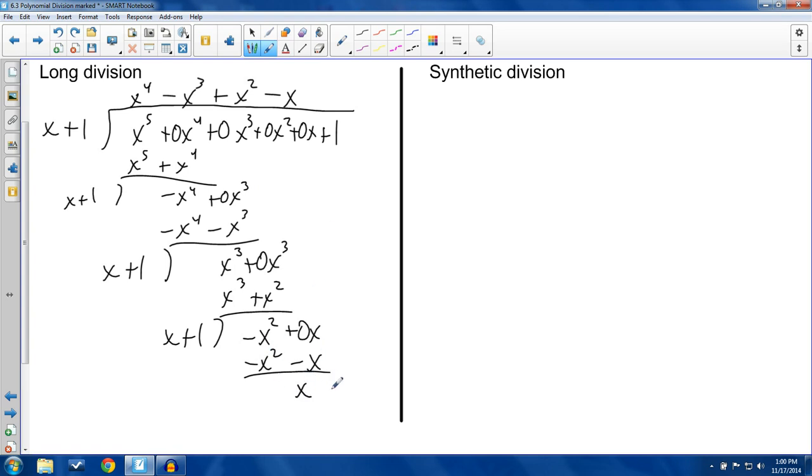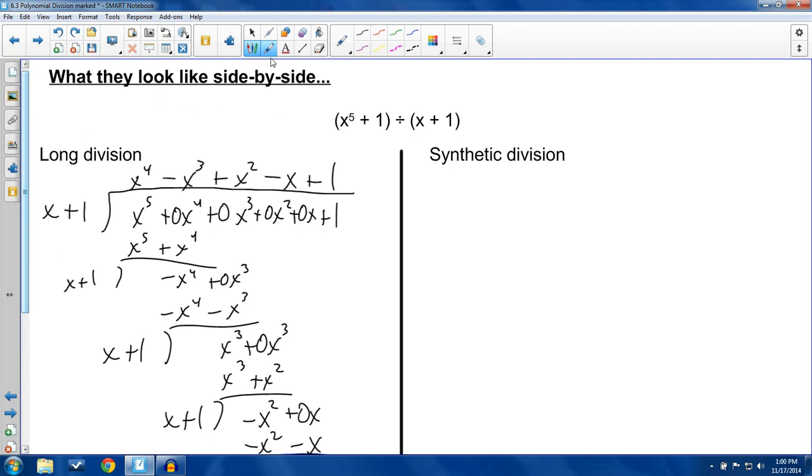Subtract, you get positive x plus 1, and x goes into x 1 time. You multiply, you get x plus 1 times x plus 1 is 0. And your final answer is on top right there. X to the fourth minus x cubed plus x squared minus x plus 1, no remainder. Very fun. Okay, synthetic division.